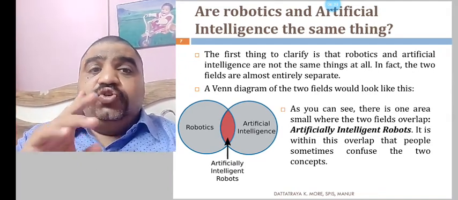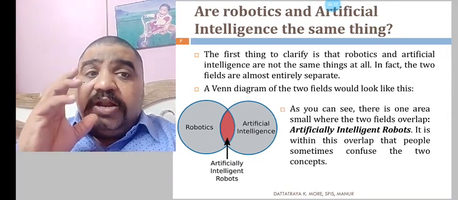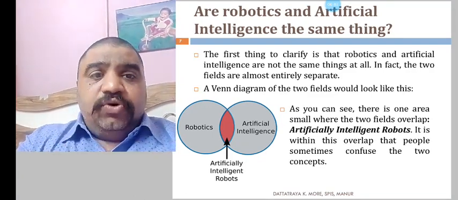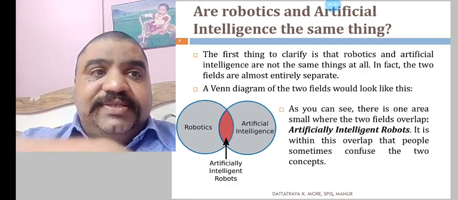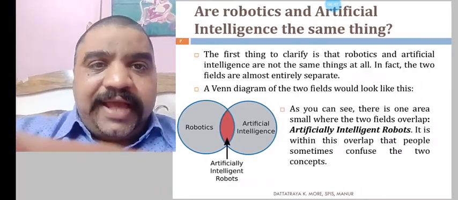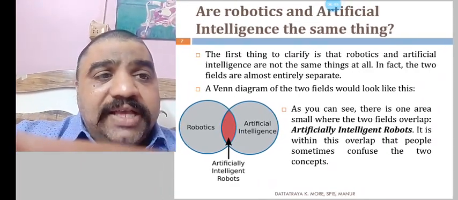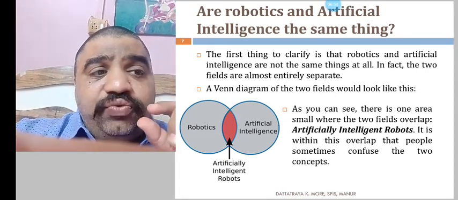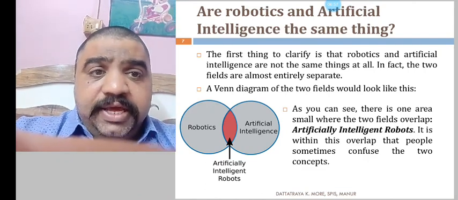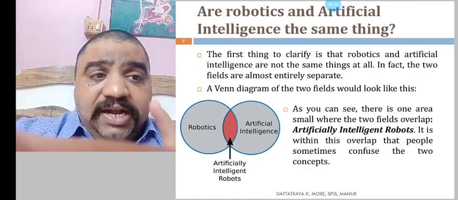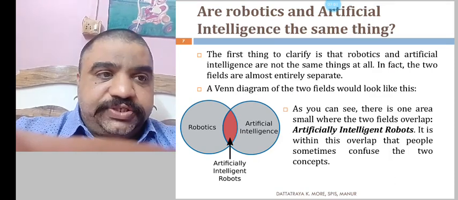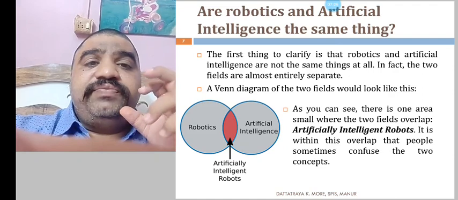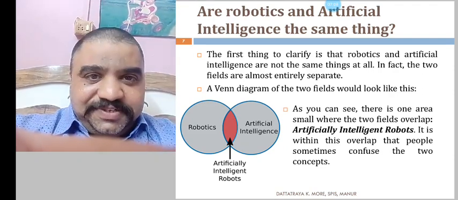In fact, the two fields are almost entirely separate. A Venn diagram of the two fields, which you can see over here, looks like the following. As you can see, there is one small area where the two fields overlap. That red area is artificially intelligent robots. It is within this overlap that people sometimes confuse the two concepts.